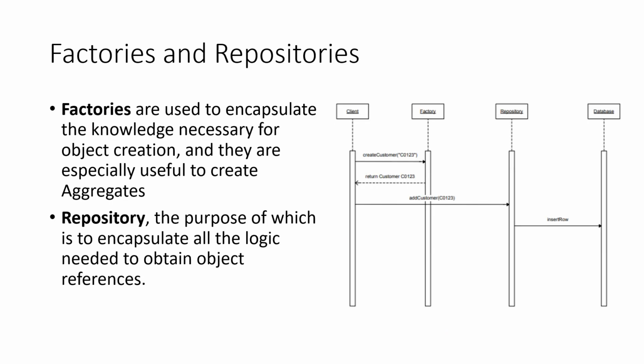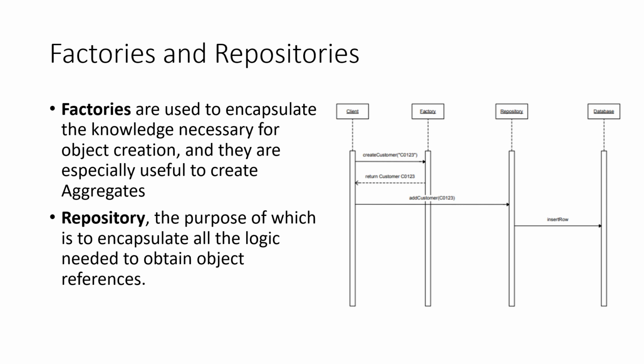Inside a bounded context or inside a package, there are also factories and repositories. Factories are used to encapsulate the knowledge necessary for object creation, and are especially useful to create aggregates. When the root of an aggregate is created, all the objects contained in the aggregate are created along with it, and all the invariants are enforced. This is important for the creation process to be atomic. There are times when a factory is not needed, and maybe a simple constructor is enough.